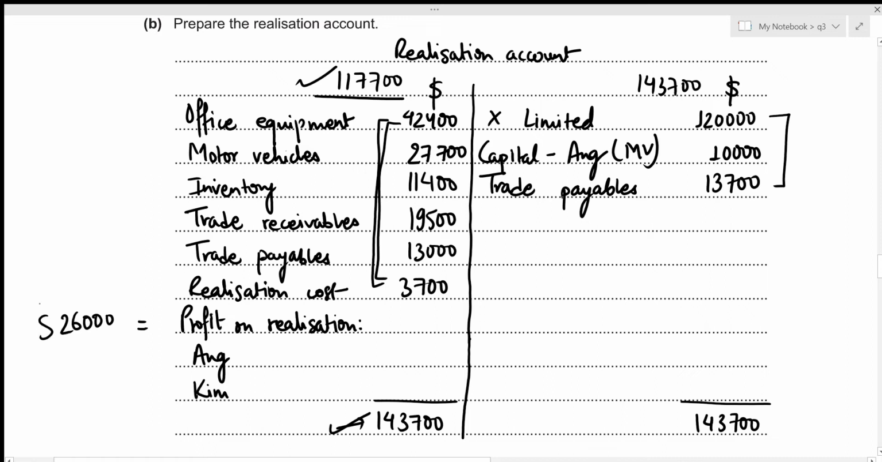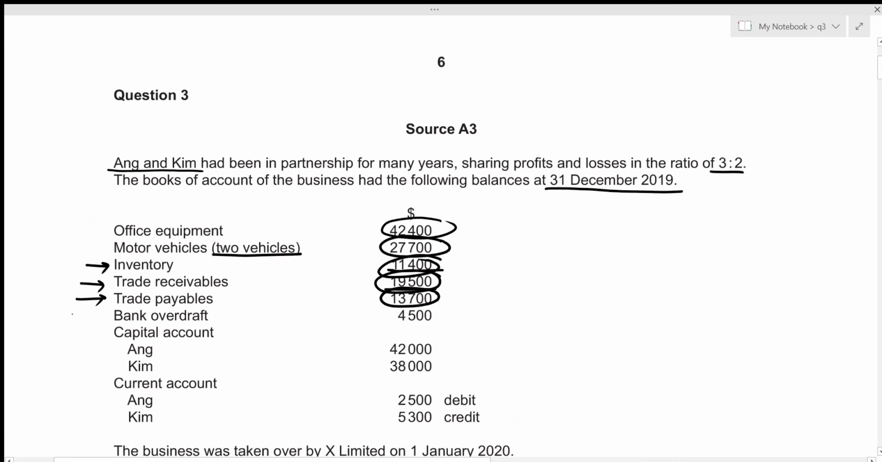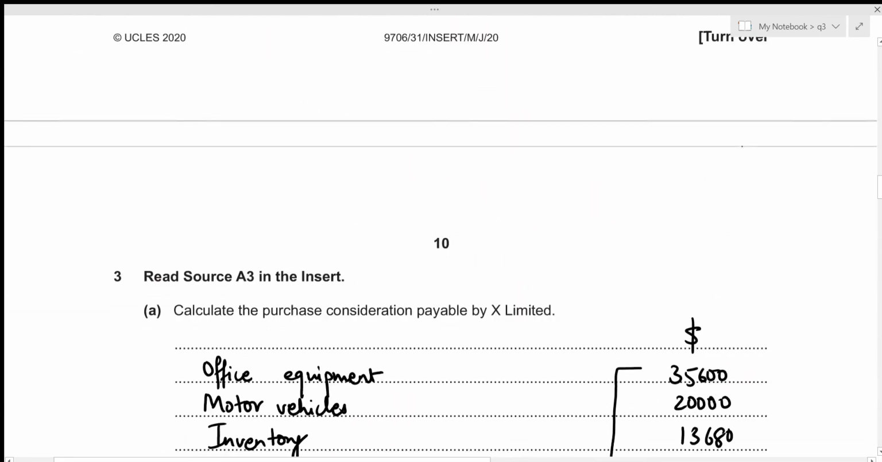Okay, now we need to divide this profit among our partners. In order to do so, let's have a look at our profit sharing ratio. Okay, it was given that they share profits and losses in the ratio of 3:2, meaning that out of 5 parts, 3 parts belong to Ang and 2 parts belong to Kim. Let's figure out our profit for our partners now.